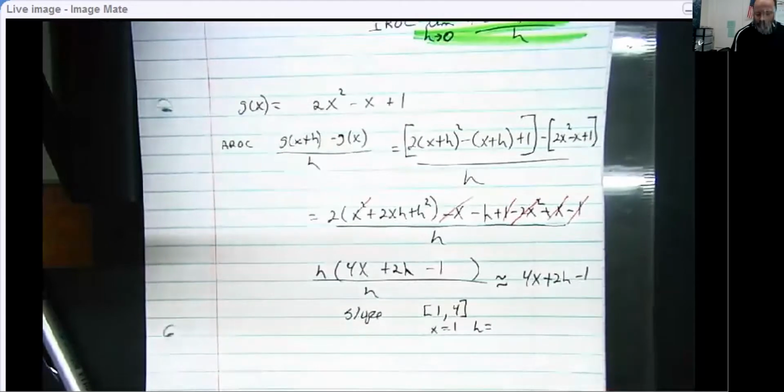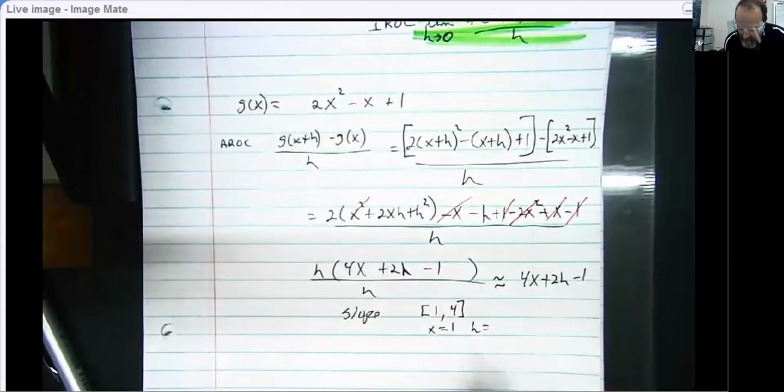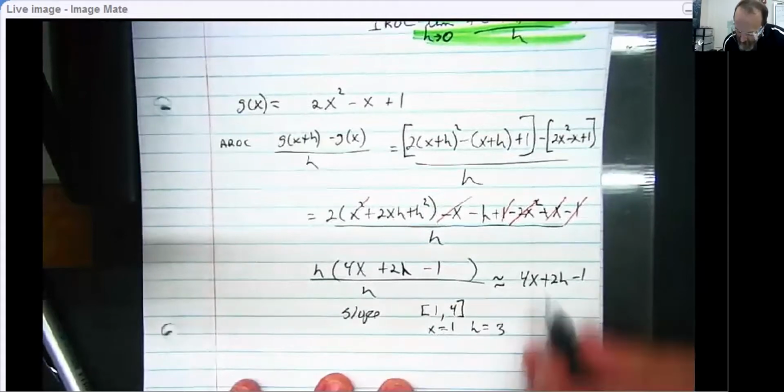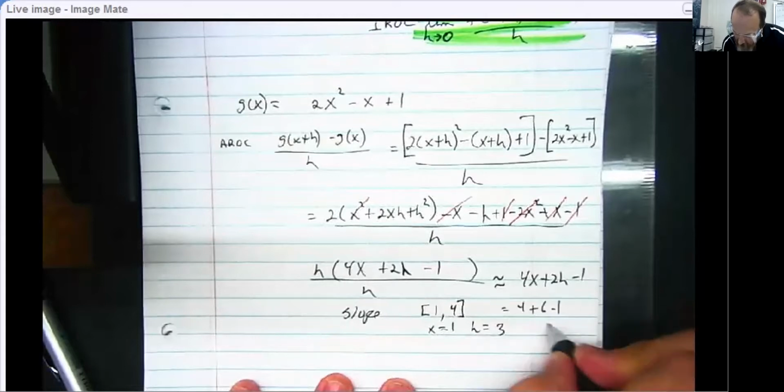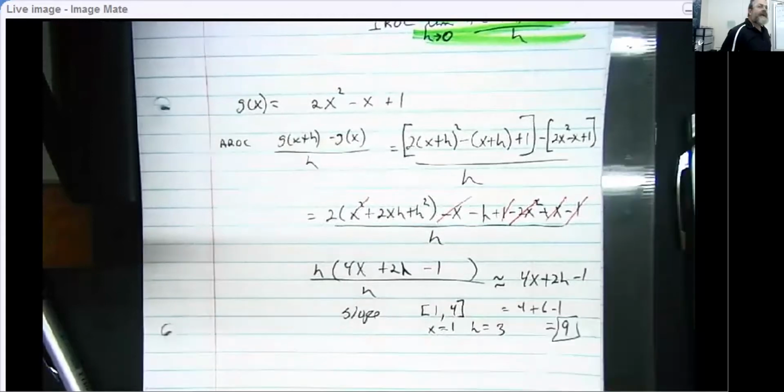From here to here, how far did I move over? 3. So if I plugged in x equals 1, I would get 4 plus 6 minus 1. Oh, the slope between those two points would be 9.